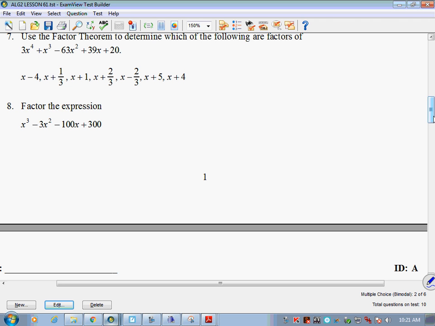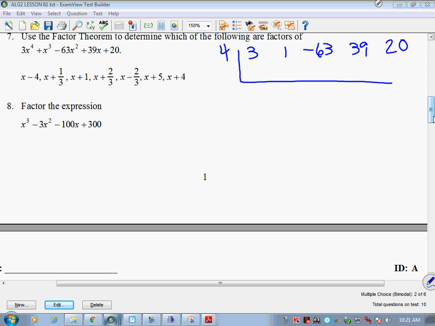If we're going to use synthetic division, let's do this. My terms in here are first what? 3, 1, 20. The first thing I want to try is dividing by what? 4. Bring down the 3. 4 times 3 is 12 plus 1 is 13. 4 times 13 is 52. Negative 63 plus 52. Negative 11.